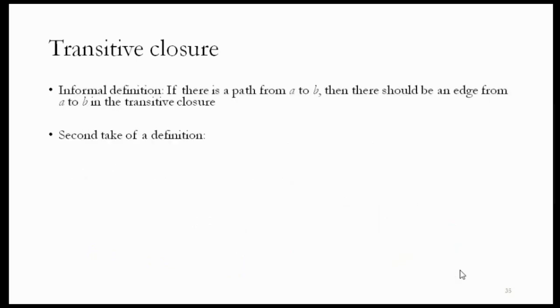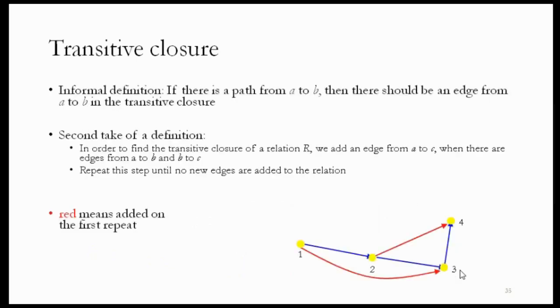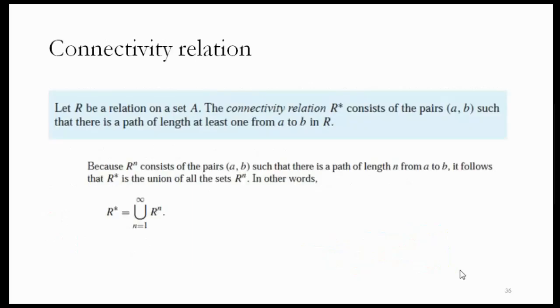See, this is the way, because 1 to 2 we got, and 2 to 4 also we have an edge. So a 1 to 4 edge is going to be added in a repetitive way. In the first iteration we got 1 to 3. In the second iteration we got 2 to 4. In the next iteration we got 1 to 4. So this is also called the connectivity relation.